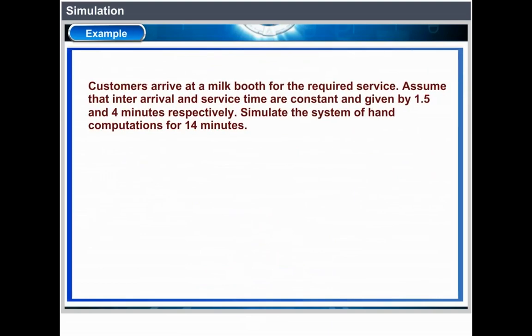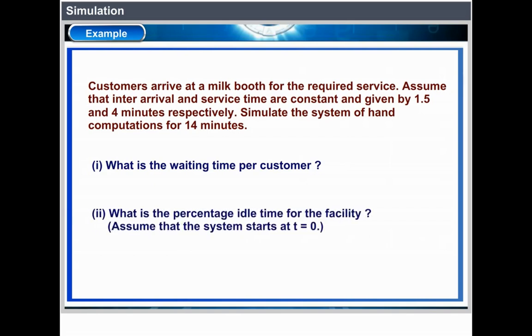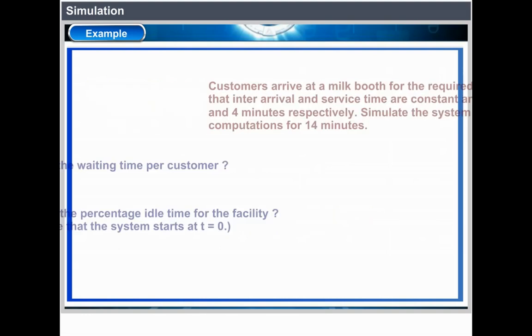Example. Customers arrive at a milk booth for the required service. Assume that the inter-arrival and service times are constant and given by 1.5 and 4 minutes respectively. Simulate the system by hand computations for 14 minutes. Subdivision 1. What is the waiting time per customer? Subdivision 2. What is the percentage idle time for the facility? Assume that the system starts at t equal to 0.